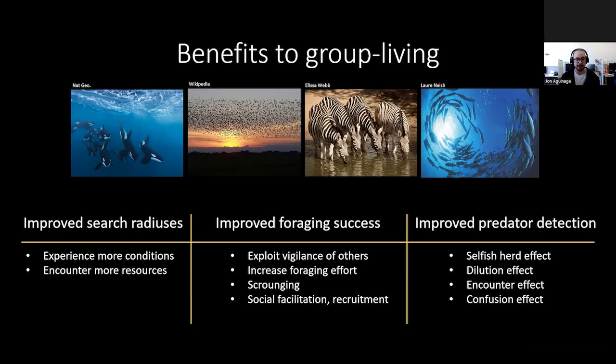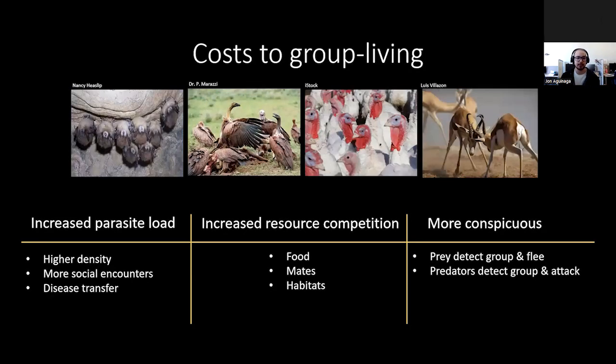But the costs to group living are also important to understand. Individuals who live in groups can also be exposed to higher levels of parasite load and disease, as we have seen through COVID-19 recently, increased resource competition for things such as food, mates, and habitats, but they're also more conspicuous to predators. Because you live in groups, predators can actually detect you more often.